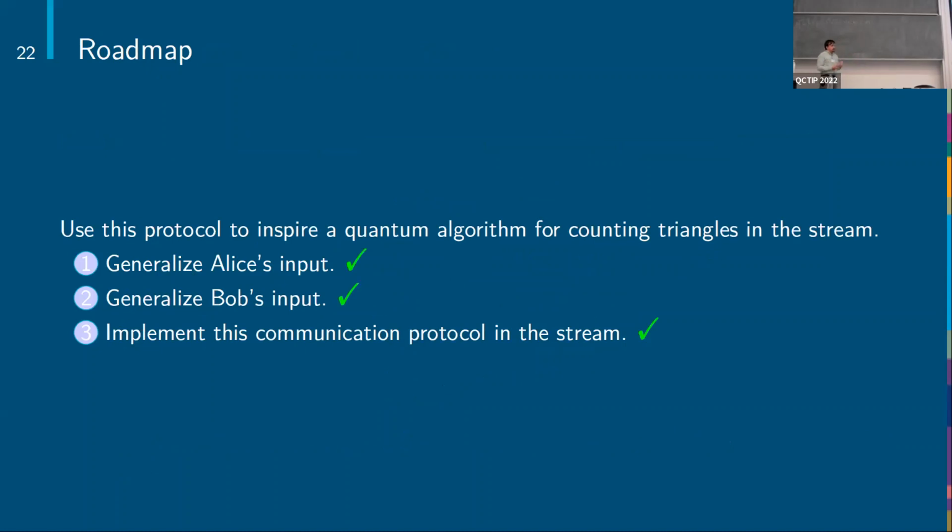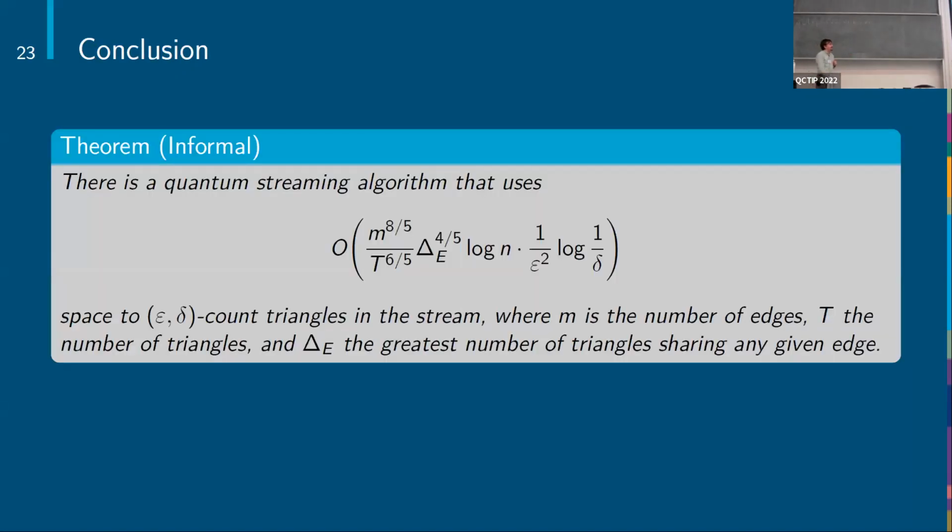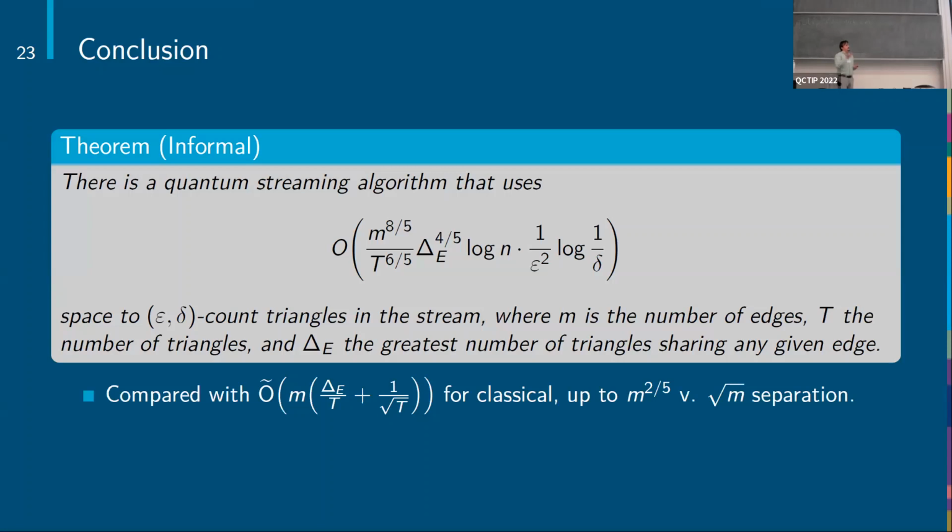So that is all the steps that we needed to get to a streaming algorithm. Finally, as promised, I will present the upper bound that you get in full generality. I'm not going to read out all of those terms, but suffice to say that when you set the parameters in the regime we've been discussing, where theta m triangles, delta equal to 1, then you get this m to the 2/5 versus root m separation, which is the largest separation you get with this algorithm.